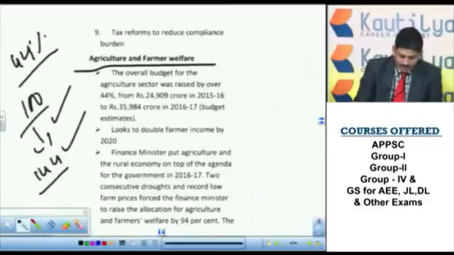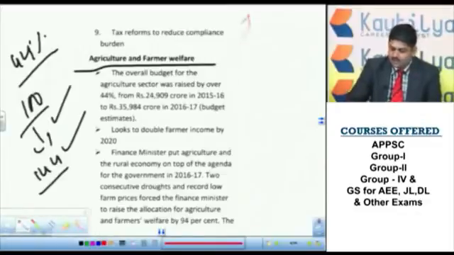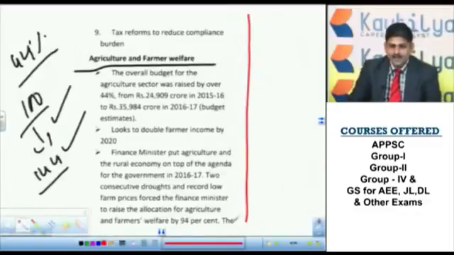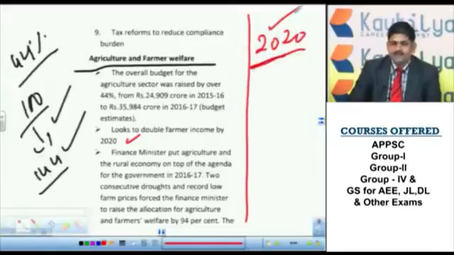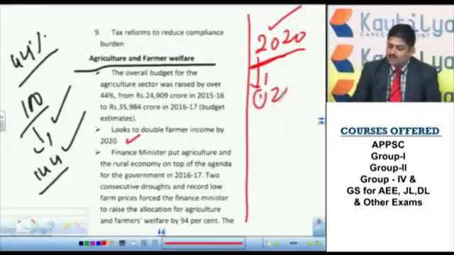Another important aim of the Government of India, specified in the budget and even by the Prime Minister of India, is that the Government wants to double the farmers' income by 2020. This is an important question. How will they ask it? By which year has the Government of India specified an aim of doubling the farmers' income? The answer will be 2020.